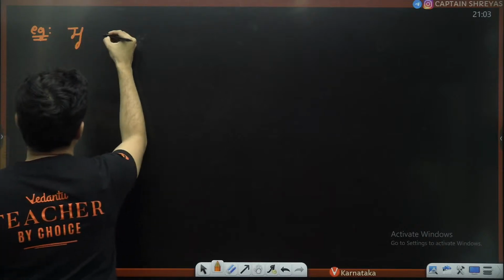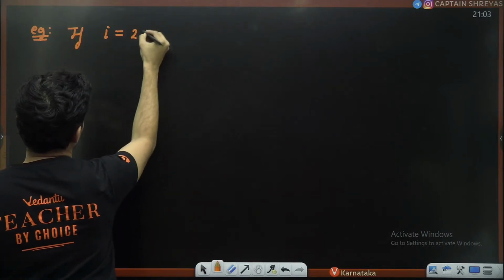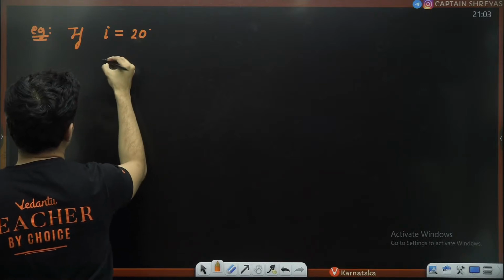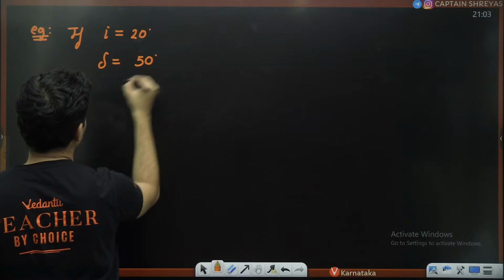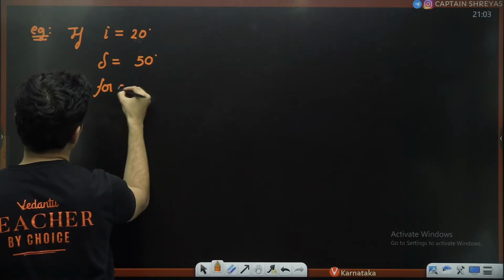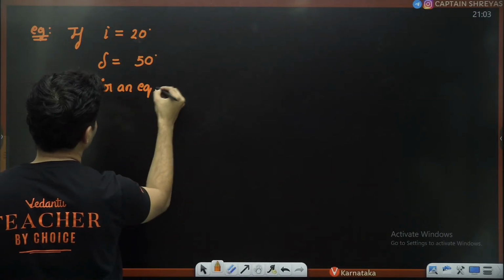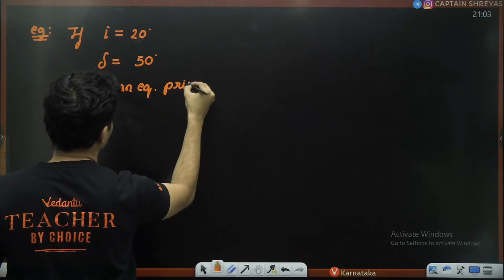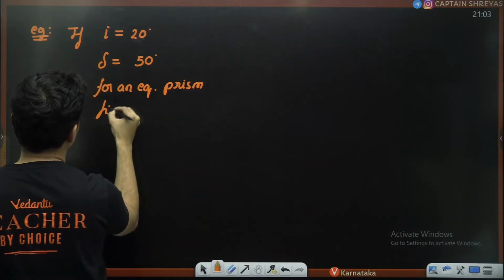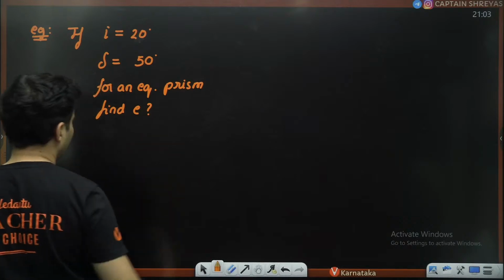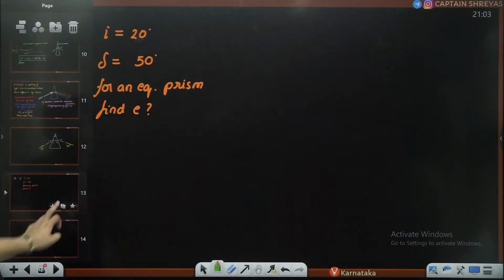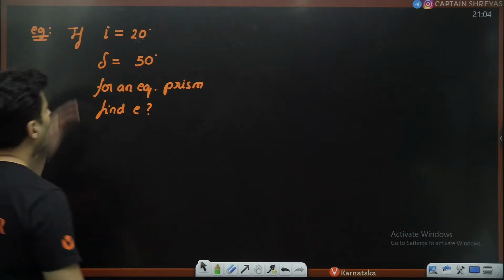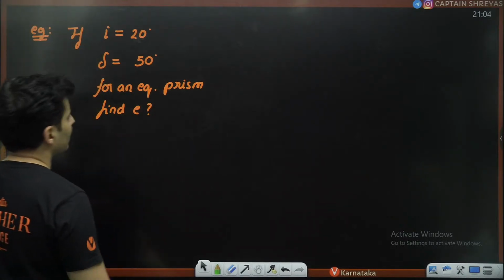If the incident angle is 20 degrees and the deviation produced is 50 degrees for an equilateral prism, find the emergent angle. You have to find what the emergent angle is going to be.